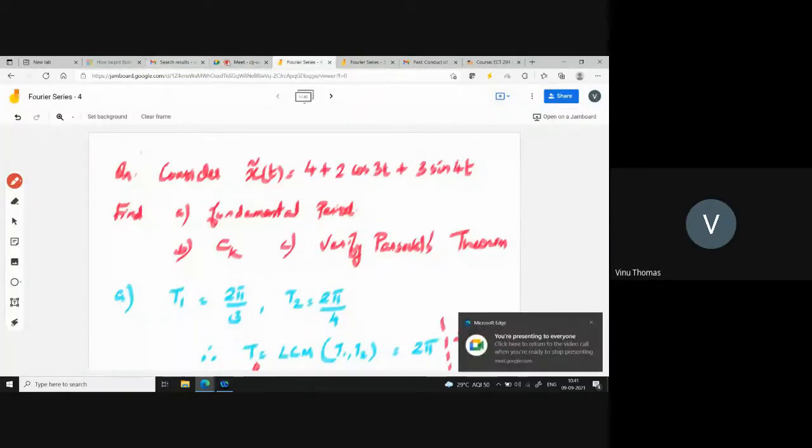What is the fundamental frequency omega naught? This is the fundamental period T0. What is omega naught therefore? 2 pi by T0, that is 2 pi by 2 pi. So therefore omega naught is equal to 1 radian per second.